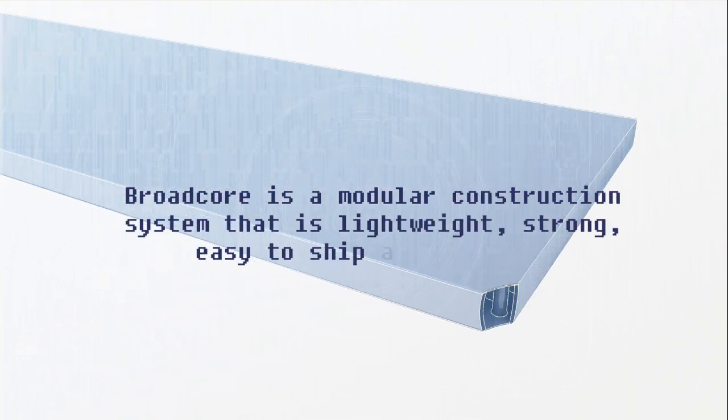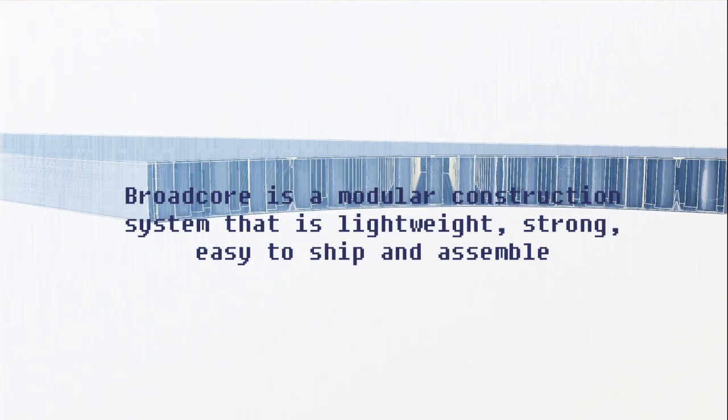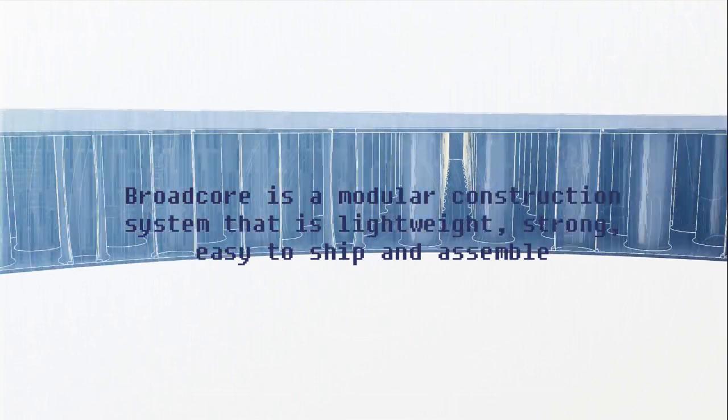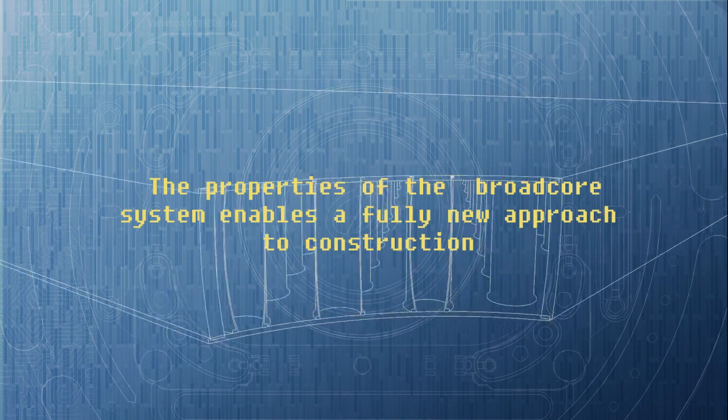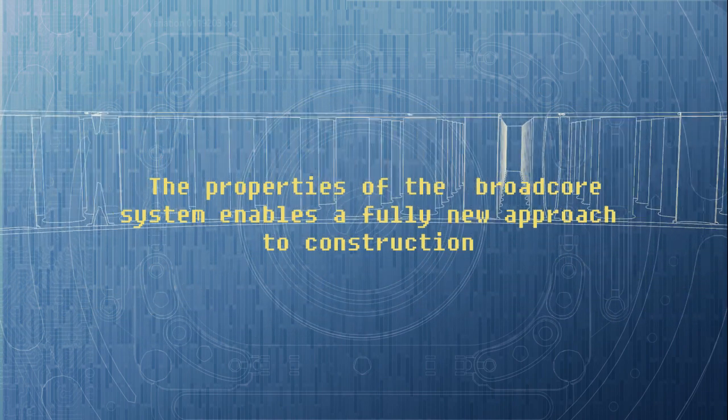Broadcore is a modular construction system that is lightweight, strong, easy to ship and assemble. The properties of the Broadcore system enable a fully new approach to construction.